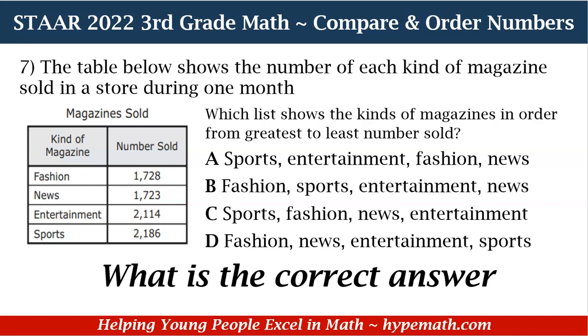So when we looked at the type of magazine and the number sold, our list is sports first because it's 2,186. That's the biggest number of magazines sold. Then it was entertainment coming second at 2,114. Fashion is third with 1,728. It barely made it, y'all. Then news is 1,723. Looking at our answer choices again, what is the correct answer?